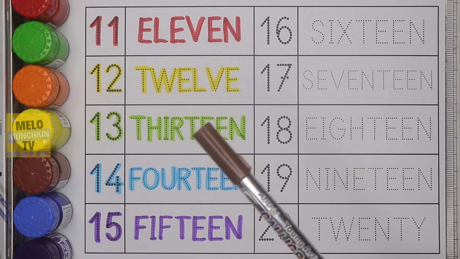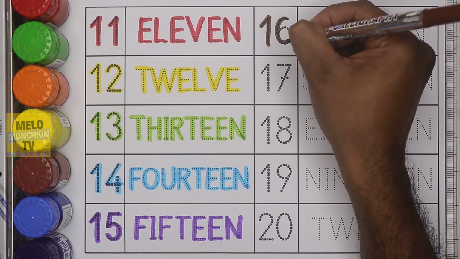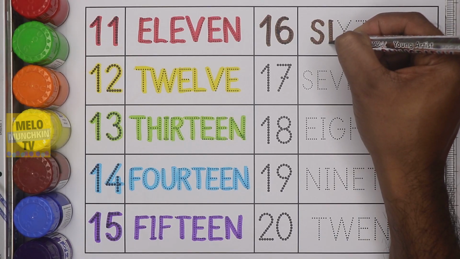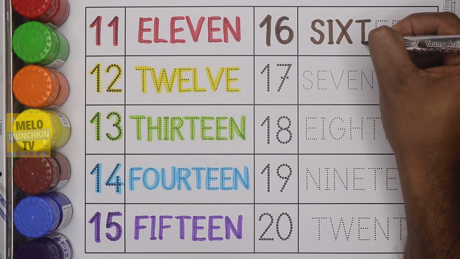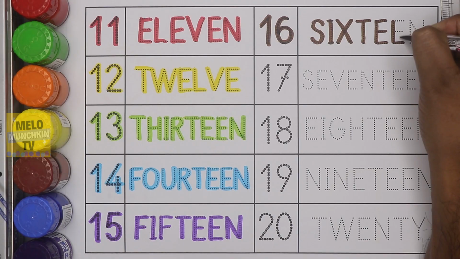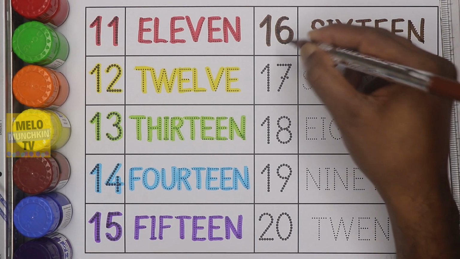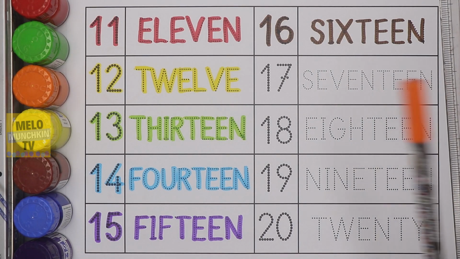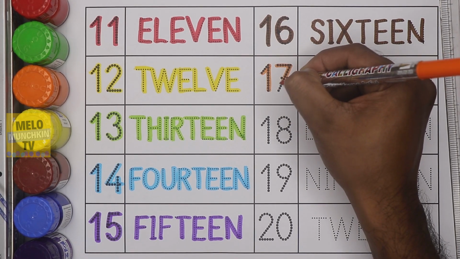Next, I'll take brown color and write number 16, that is 1, 6, 16. And the spelling is S-I-X-T-E-E-N, 16. S-I-X-T-E-E-N, 16.